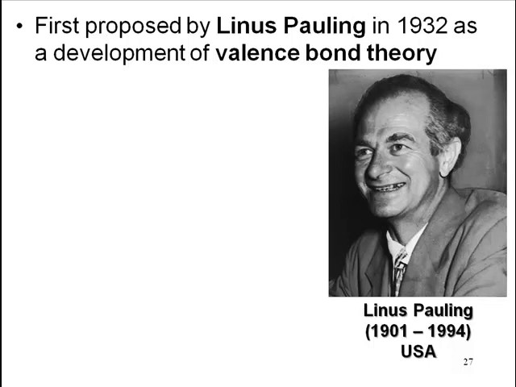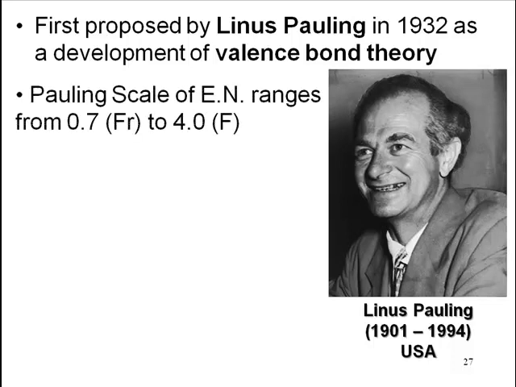This was first proposed by Linus Pauling in 1932 as a development of valence bond theory. The Pauling scale of electronegativity ranges from 0.7 for francium to 4 for fluorine. So, which is the biggest out of these two? 0.7 or 4? 4. So francium or fluorine, which would win? Fluorine. Fluorine's the bully on the periodic table. I don't usually think of fluorine as my brother, but sometimes it works for me.